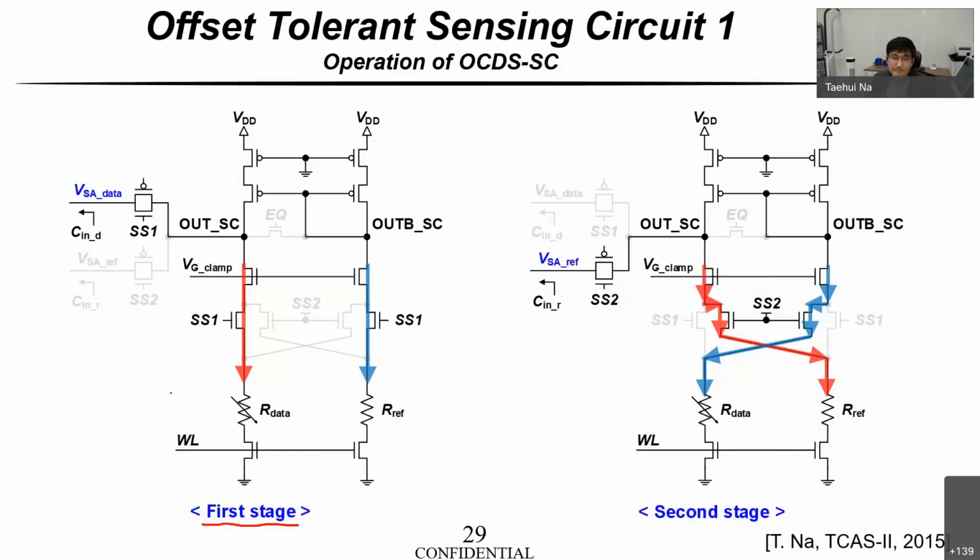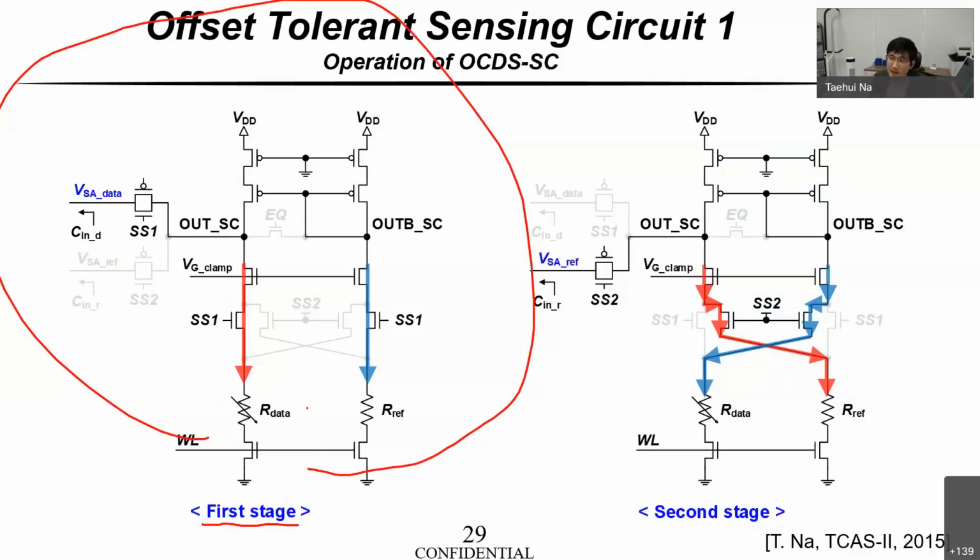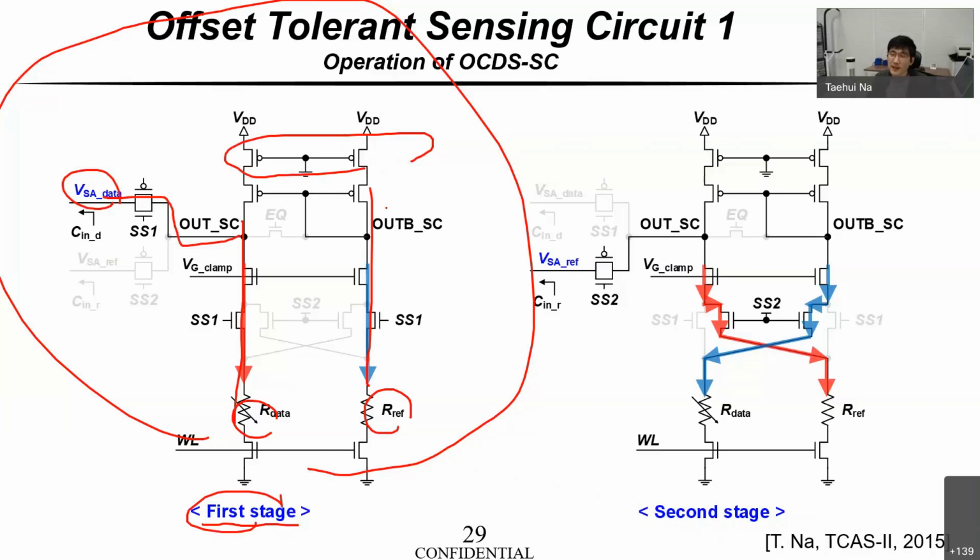In the first stage, the operation is like this. This circuit is exactly the same as the conventional sensing circuit. It is connected to R data and to R ref, and this voltage is the data voltage. It is the first stage, just using the source degeneration circuit. In the second stage, by using another switch selection box, which is kind of like a chopper in an analog instrumentation amplifier, this clamp transistor is connected to the reference, and this clamp transistor is connected to R data. This is the main concept of this circuit to generate the reference voltage.